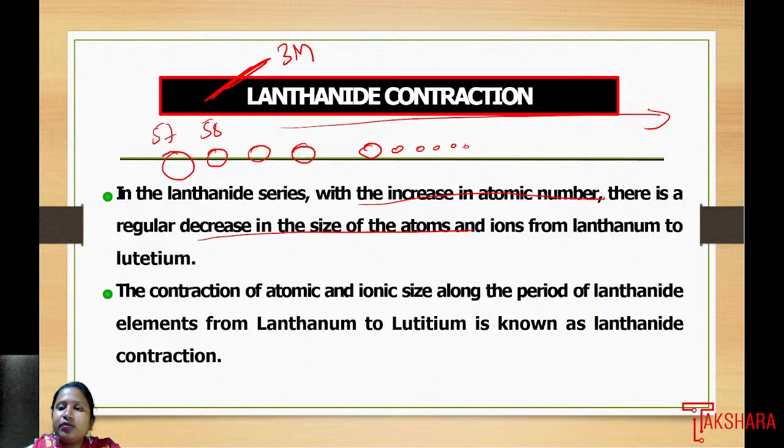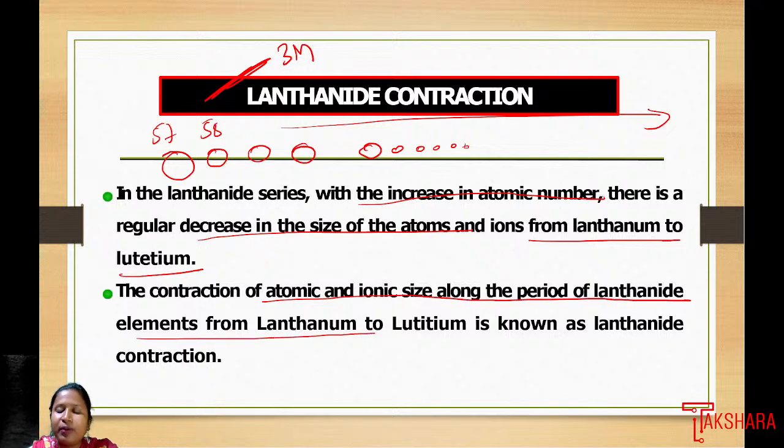And ions from lanthanum to lutetium. So from lanthanum to lutetium, as atomic number increases, the atomic size and ionic size is going to decrease. The contraction of atomic and ionic size along the period of lanthanide elements from lanthanum to lutetium is called lanthanide contraction. The gradual decrease in atomic size or ionic size of the lanthanides starting from lanthanum to lutetium is called lanthanide contraction.